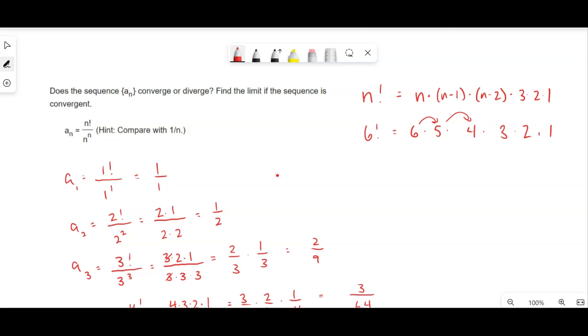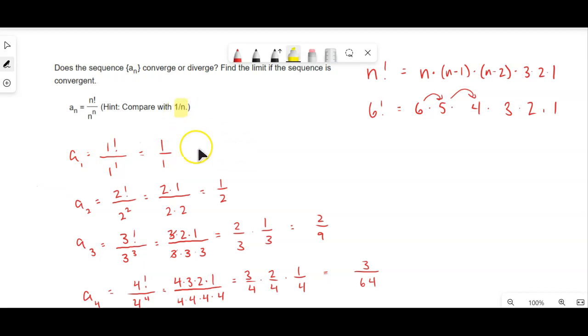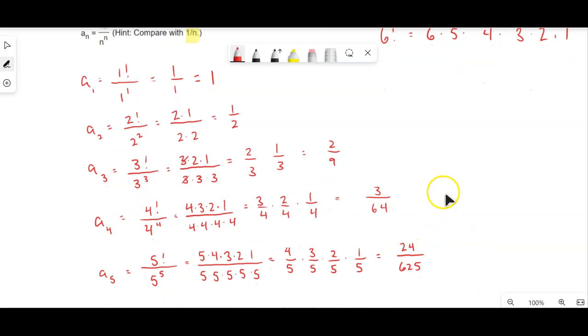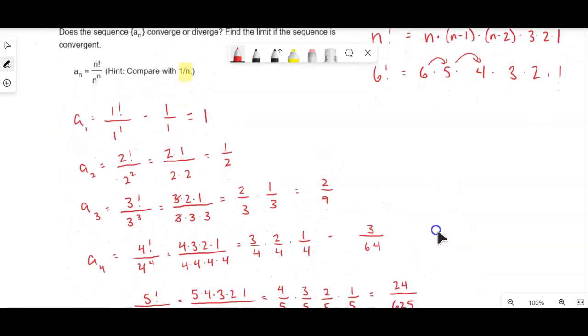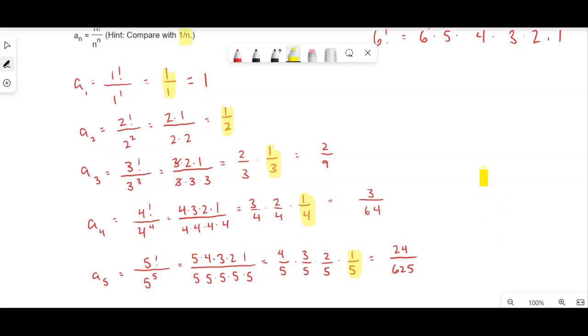So for this particular sequence generating function, they give you this hint: compare with 1 over n. And you may be wondering, when you make the individual elements, what does this have to do with 1 over n? Because you get 1 over 1, then 1/2, and that kind of looks like 1 over n, but then you get 2/9, 3/64, 24/625. But 1 over n is there. So there's again 1 over 1, 1 over 2, 1 over 3, 1 over 4, 1 over 5. They're all there.